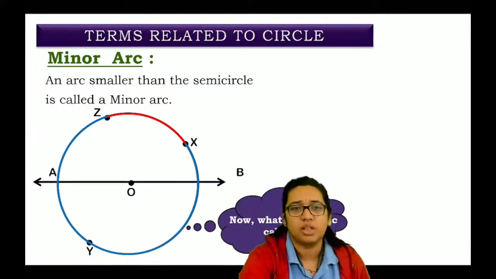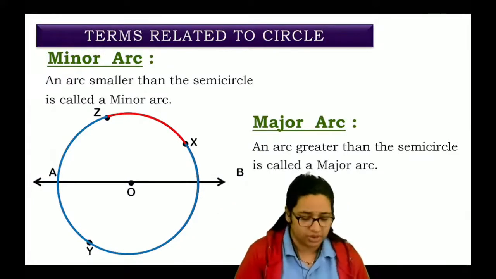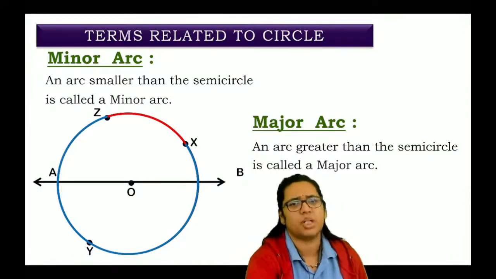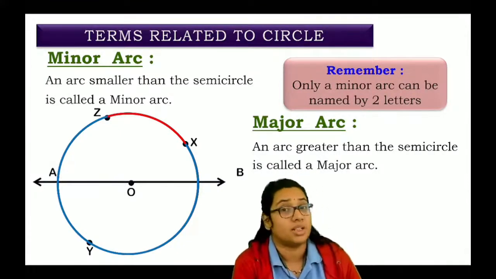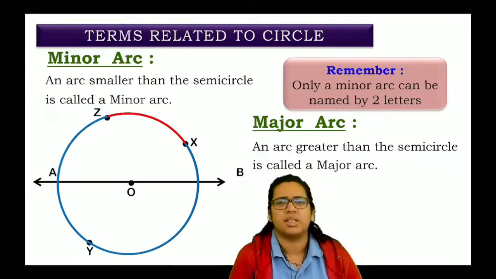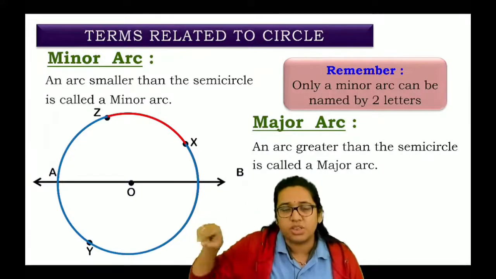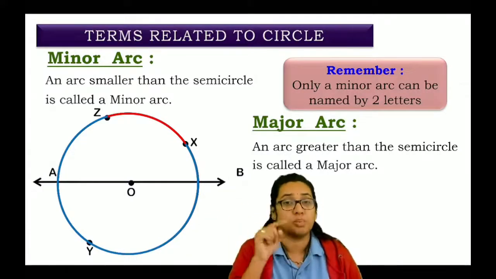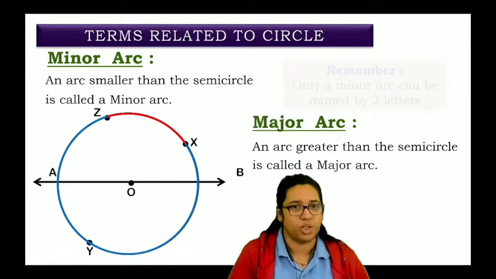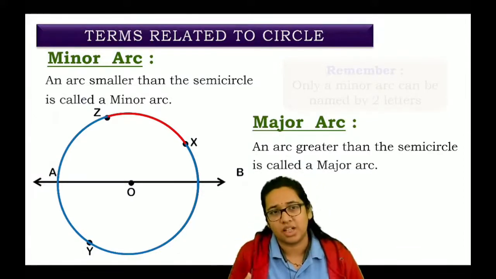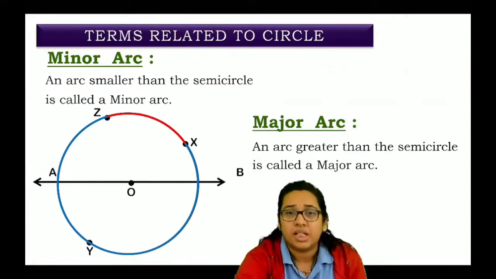An arc smaller than the semicircle is called a minor arc. Then obviously how will you define a major arc? Major arc is nothing but an arc greater than the semicircle. Only a minor arc can be named by two letters. Otherwise, for a major arc you definitely have to find out a middle point like this, so that it becomes clear to you which part you are talking about, okay? Only a minor arc can be named by two letters. What is the meaning of minor arc? Such an arc which will be smaller than the semicircle, and major arc is nothing but an arc greater than the semicircle.